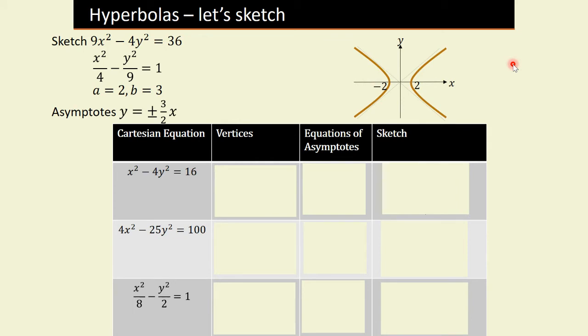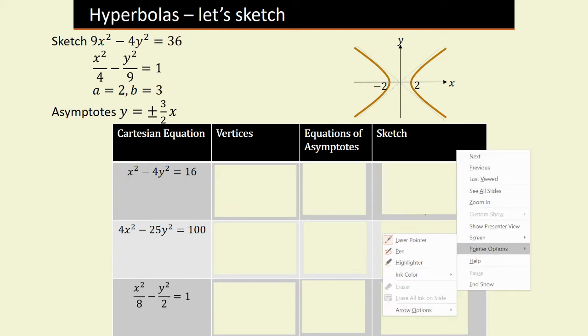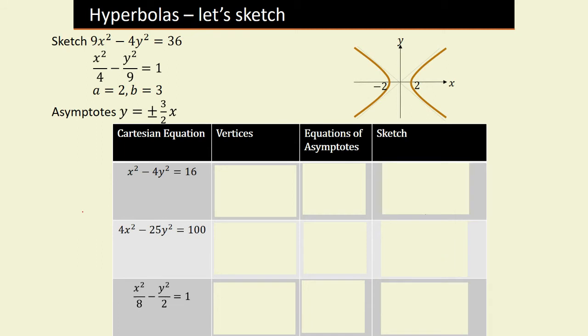Okay, so let's start coming back through these ones. This first one, we're going to have to divide by 16, aren't we? So we'd end up with x squared over 16. Actually, if I change my pointer options and go for a little pen, I should be able to sketch these on the side. So we're going to get x squared over 16, and then the 4y squared over 16 would just become y squared over 4.